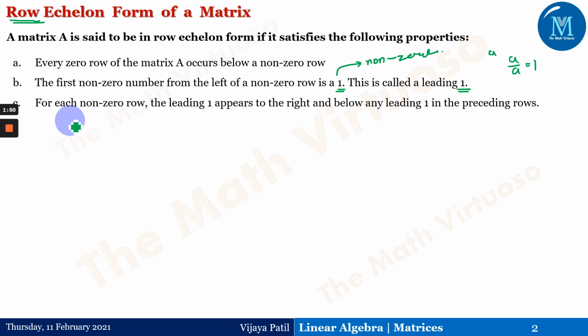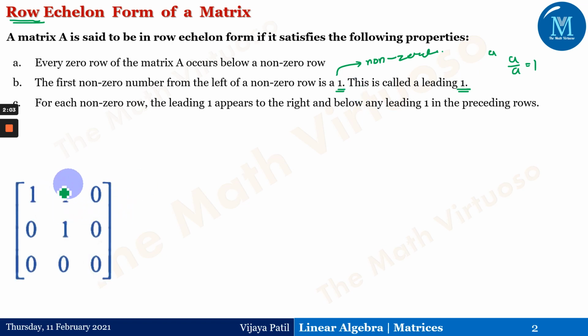Then for each non-zero row, the leading one appears to the right and below any leading one in the preceding row. Let me explain this third property with an example. For example, this particular matrix is in a row echelon form. How? We have to check with the first row. The first non-zero element of this row is 1, which in the definition is known as a leading one.